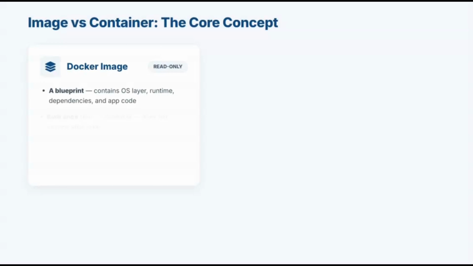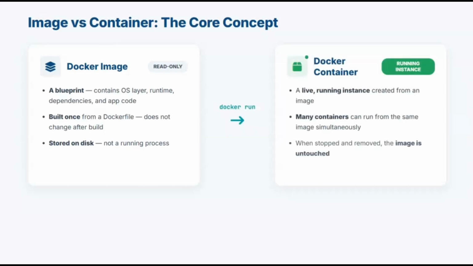A Docker image is a read-only blueprint. It contains the OS layer, runtime, dependencies, and your application code, built once from a Dockerfile and frozen. It never changes after that. A container is a live running instance created from that image. You can launch dozens of containers from the same image at the same time, each one fully isolated, like its own mini operating system.